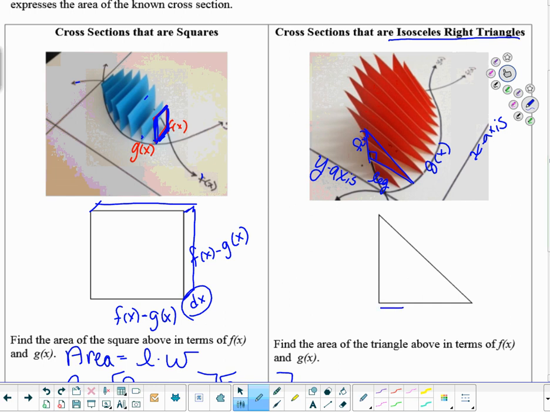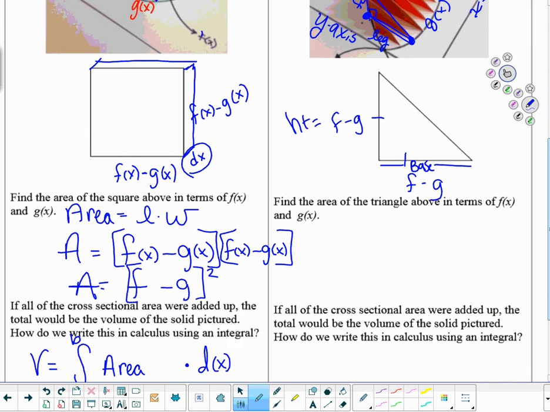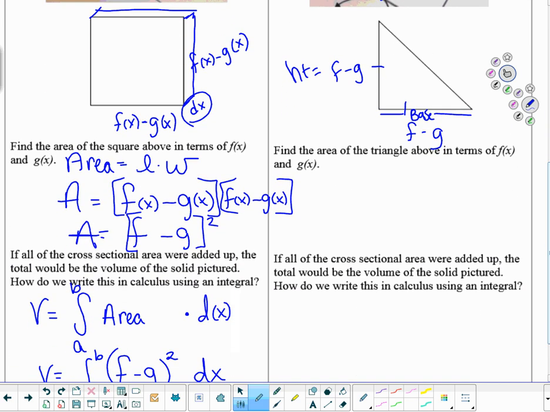This distance across the base of my triangle is simply the distance from f of x across to g of x. So this becomes an f minus g. And since it's right isosceles, the height of my function is equal to f minus g. The hypotenuse is not even going to figure into us on this. So find the area of the triangle above.